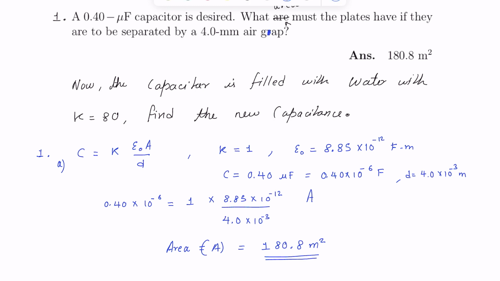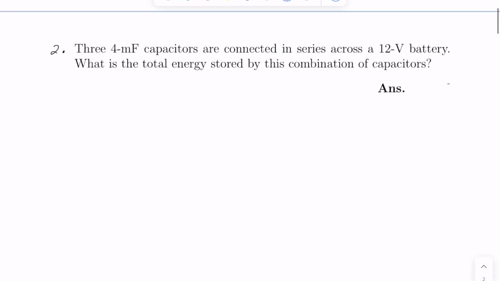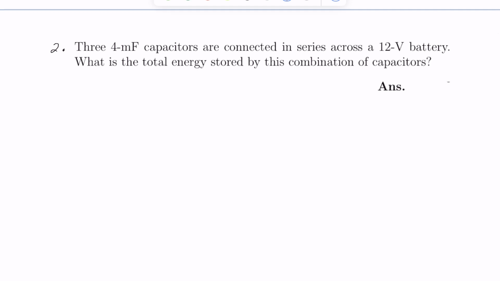Okay, question 2. 3 4-microfarad capacitors are connected in series. Okay, so I look at this statement, I'm going to make the diagram. Always make diagrams as much as you can. 3 capacitors, right, in series across a 12 volt battery. So it's going to look like this.